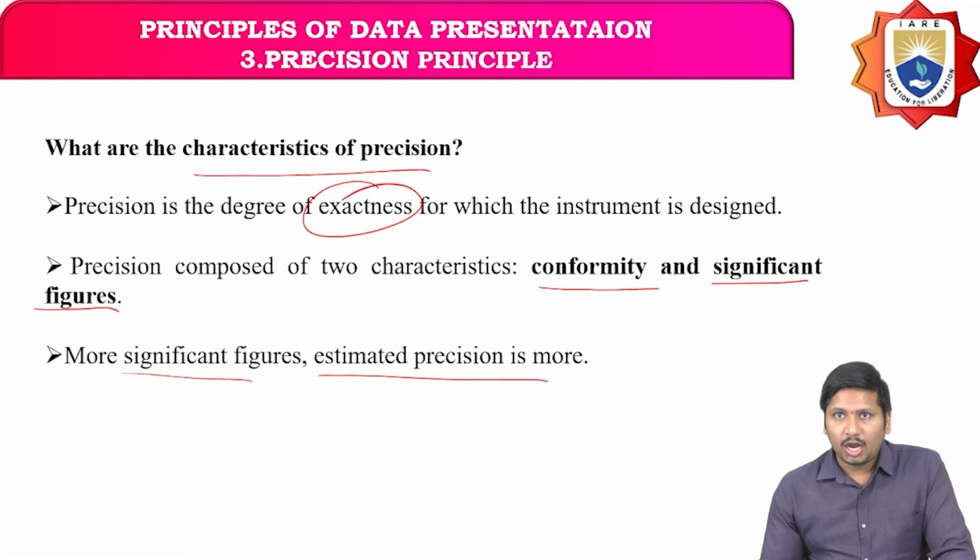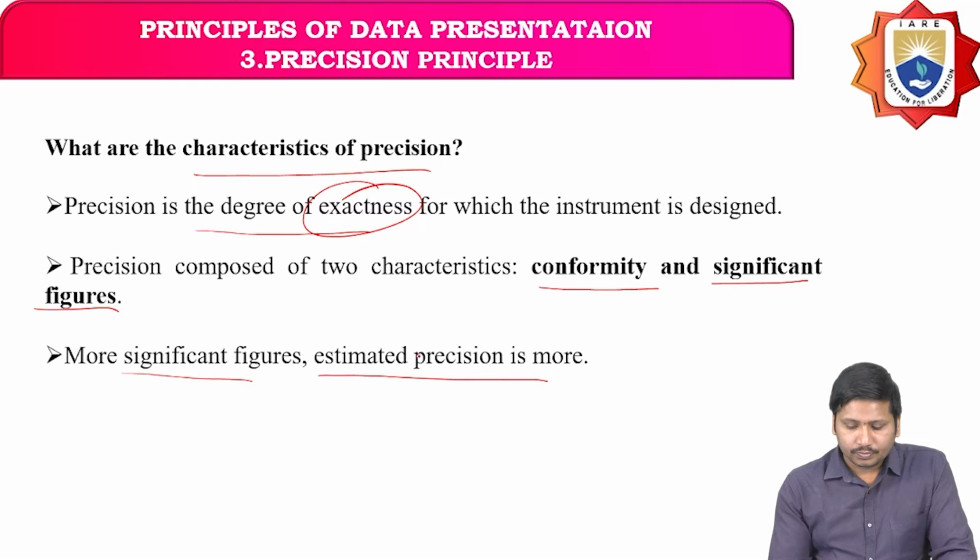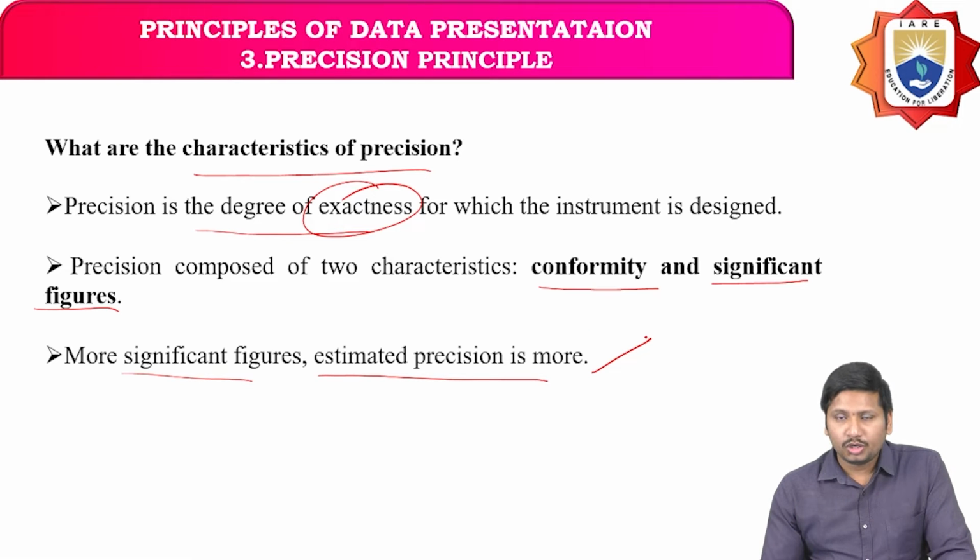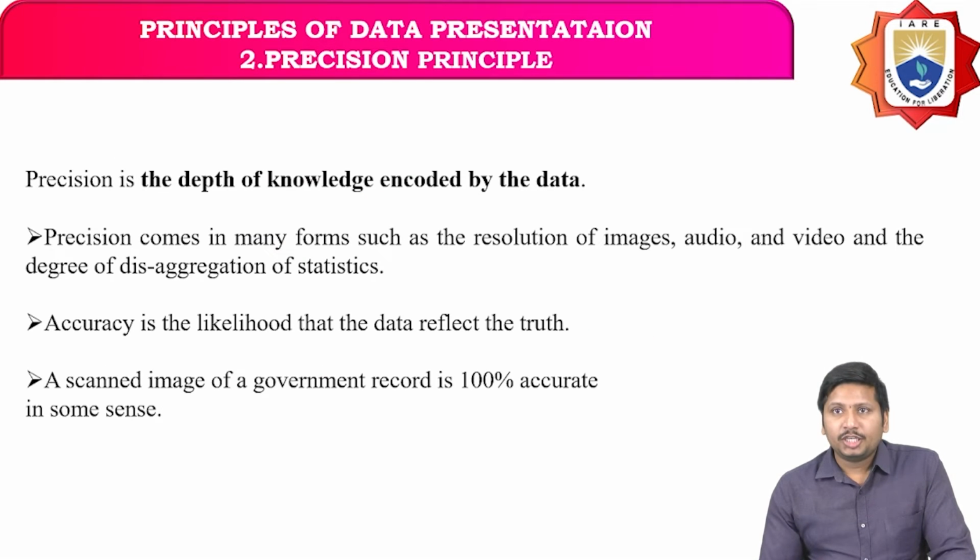So in precision, we measure the degree of exactness to which the instrument is designed, and with more significant figures the estimated precision is greater. Precision is the depth of knowledge encoded by the data, and it may come in different forms: the resolution of images, audio files, and video, and the degree of disaggregation of statistics. These are the different forms of precision.